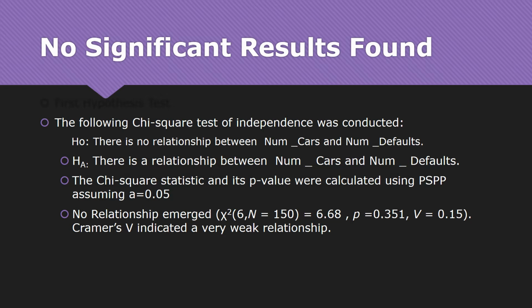No relationship emerged. The chi-square degrees of freedom was 6. Number of cases 150. Chi-square equals 6.68. The p-value equals 0.351. The V equals 0.15. Cramer's V indicated a very weak relationship. This was our first hypothesis test.